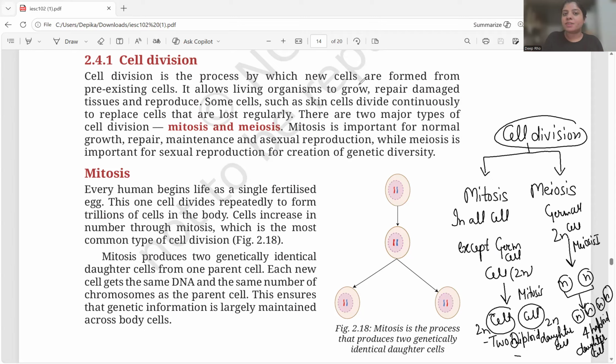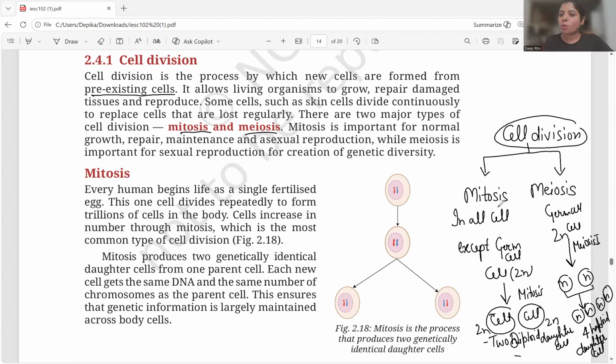So cell division is a process by which new cells are formed from pre-existing cells. It allows the living organism to grow, repair damaged tissue, and reproduce. Some cells, such as skin cells, divide continuously to replace the cells that are lost regularly. So there are two major types of cell division, mitosis and meiosis. Mitosis is important for normal growth, repair, maintenance, or asexual reproduction.